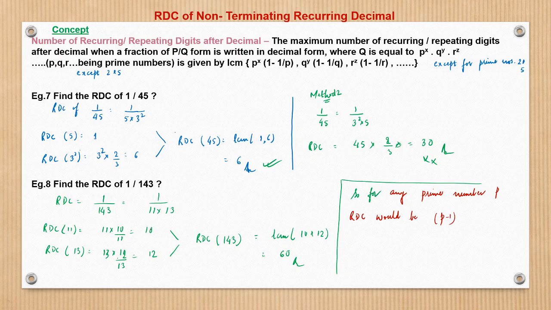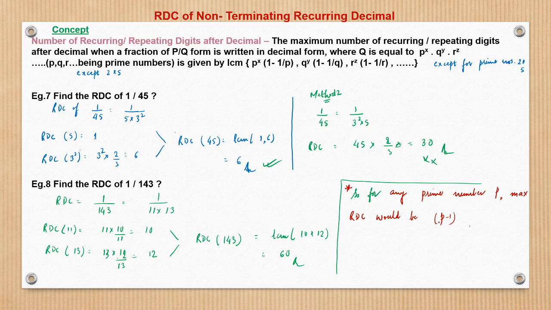Here in case of 11, the RDC came 10, and in case of 13, it is 12. I should write that for any prime number p, the maximum RDC would be p minus 1. There may be a cyclicity even lower than p minus 1, but certainly p minus 1 would be the maximum. So this is one important thing which we got.